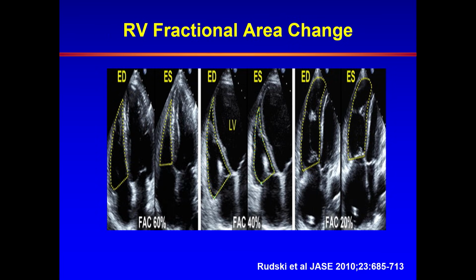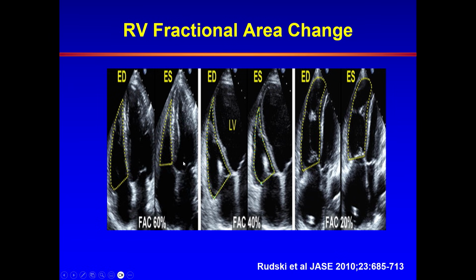Then another thing we can measure as an index of RV function, and remember it is not a global index of RV function because the RV has an outflow portion that is not seen in this view, is the RV fractional area change. So we start tracing from that lateral tricuspid annulus edge along the endocardium of the free wall, all the way to the apex, then along the interventricular septum to the medial side of the tricuspid annulus. Papillary muscles, trabeculae, and if for whatever reason you see the moderator band, all of that is part of the cavity. We do that at end diastole and end systole.